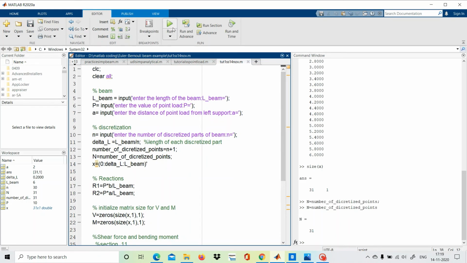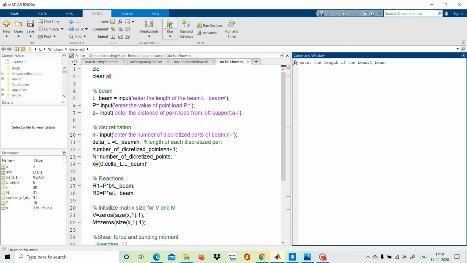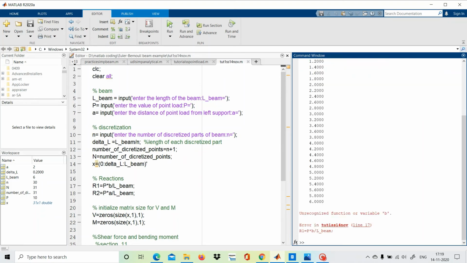We will again run this program. So length of the beam is asking 6. Enter the value of the point load. We are taking 10 kilonewton. Enter the distance of point load from that support. We are giving 2. The number of discretized parts of the beam, we are giving 30 parts. So here it is writing unrecognized function variable b.